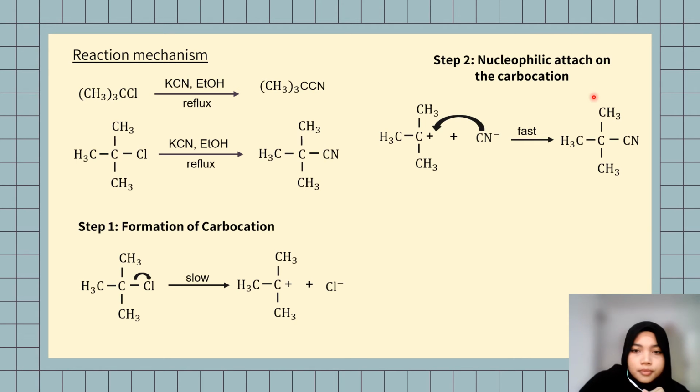In step 2, nucleophilic attack on the carbocation. The nucleophile, which is cyanide, will form a bond with the carbocation, which is here, and the reaction will proceed fast, and it will produce the last product, which is here. The product will be 2-cyano-2-methylpropane.